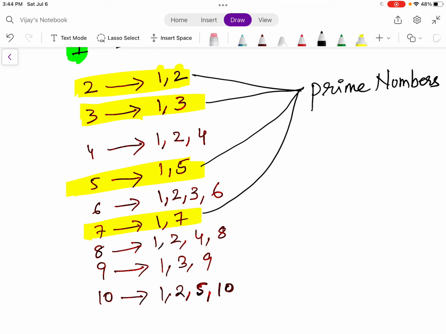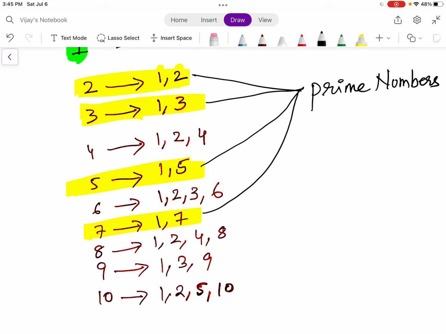Like I already told you, we have an infinite number of natural numbers. In the same way, we can have an infinite number of prime numbers also. But for every prime number, the condition is that you will have only two factors: one is the number itself and the other is 1. Of course, 1 will be a factor of every natural number, and the other factor will be the number itself. Apart from this, it cannot have any other factors. Then the number qualifies as a prime number.